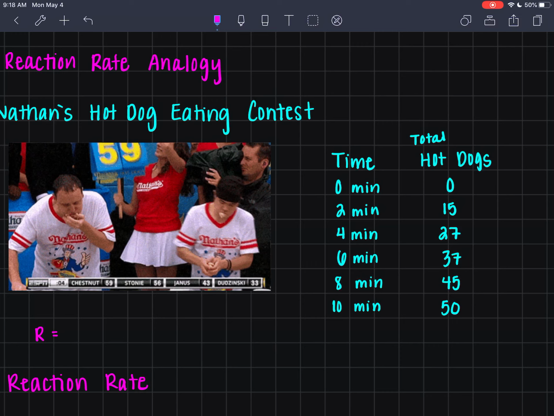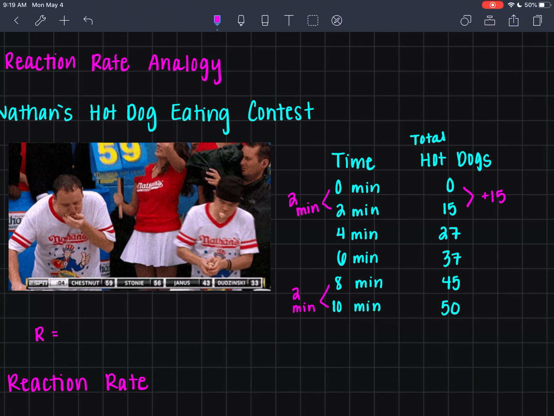They're possibly getting sick. Let's see if that reflects in this data. At first, I consumed a total of 15 hot dogs from 0 to 2 minutes. So in a 2-minute period, I consumed 15 hot dogs. Let's compare that to the end of the competition, in my last 2-minute window from 8 to 10 minutes.